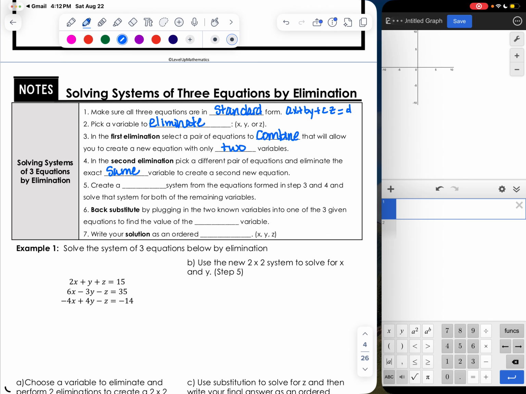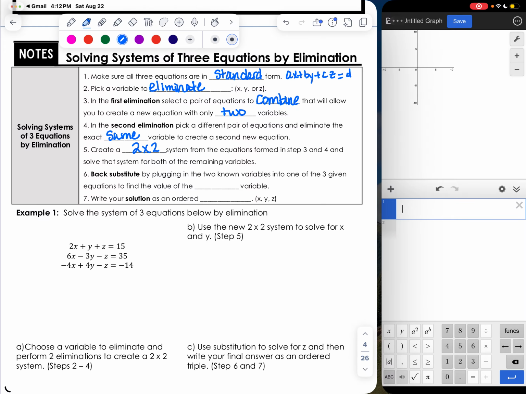Then in step 5, you're going to create a 2 by 2 system, in other words, a system of 2 equations and 2 unknowns, from the equations you formed in steps 3 and 4, and solve that system for both of the remaining variables. Step 6, you'll back substitute by plugging in the 2 known variables into one of the 3 given equations to find the value of the third variable.